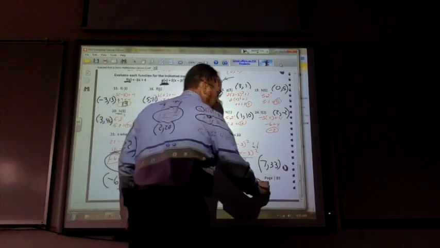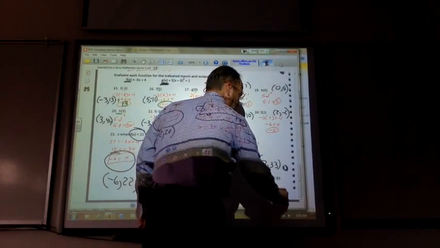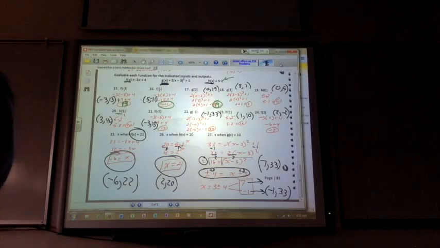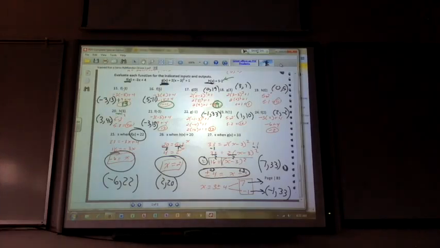Perfect. Negative 1 comma 33. Hey, question for you. Looking at that, do you think it's a function? Yeah. What? No. Yes. Why? Oh. What doesn't repeat? The x. What does repeat? The y. Is it okay for the y to repeat and have a function?